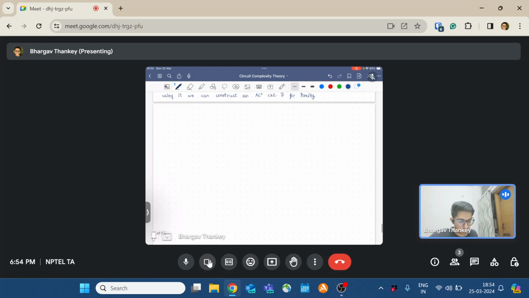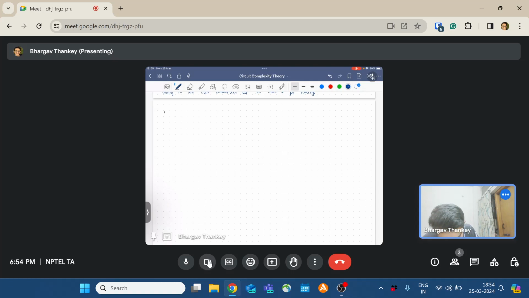Yeah, so this is the idea. So now let's see how we'll construct this circuit. That is, CM computes the majority on M bits.